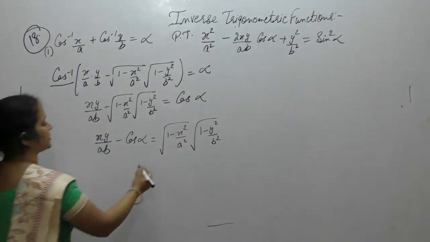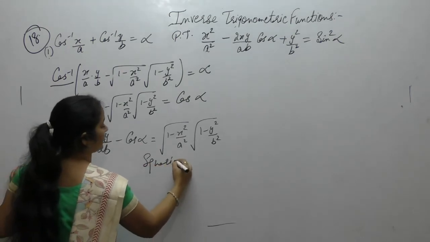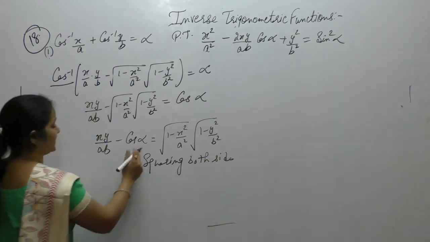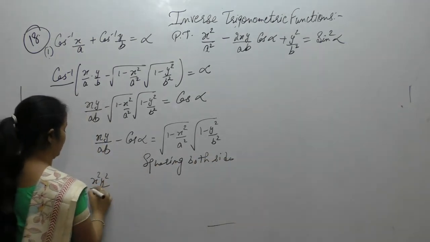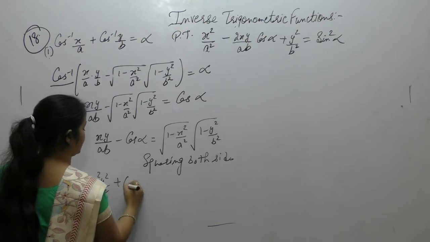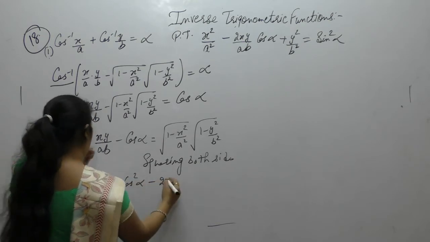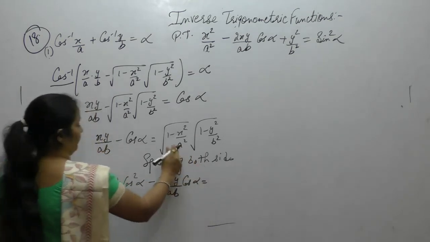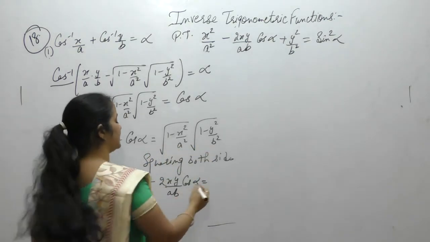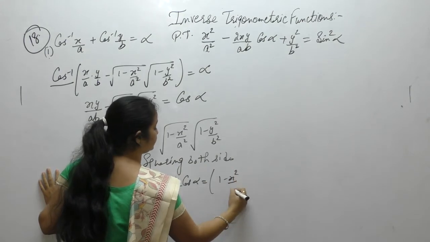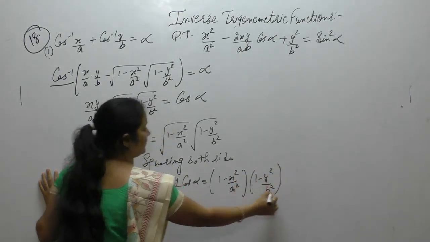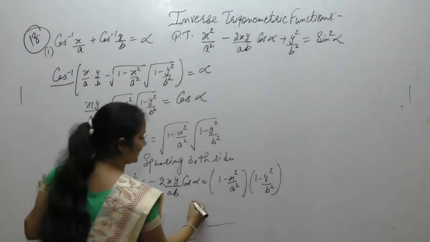Now squaring both sides, what we get? (a minus b) whole square, a square plus b square minus 2ab. When we square this side, the square root will get cancelled. 1 minus y square upon b square. Now solve the right hand side.